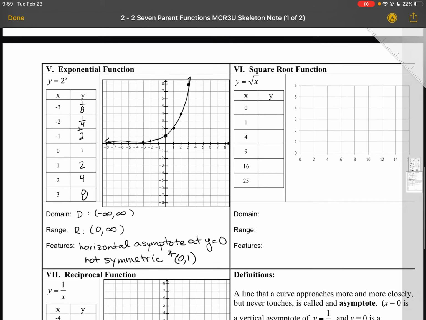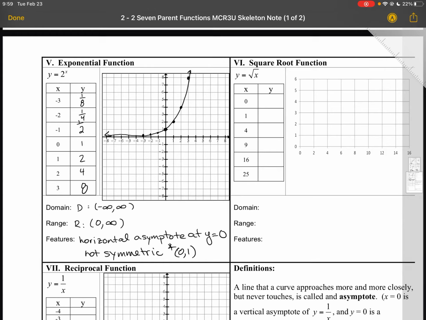The next one is a square root function. So we're taking the square root of our inputs. So filling in our table of values and plotting that on the graph: (1, 1), (4, 2), (9, 3), and then (16, 4) up there. And I'm going to connect them going up like this.